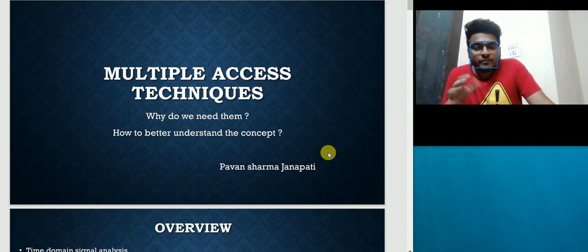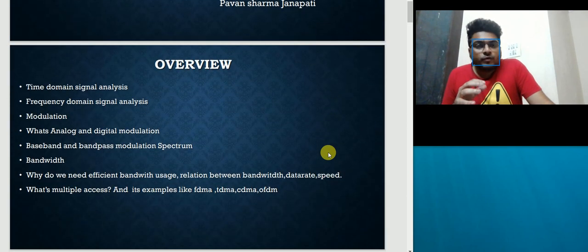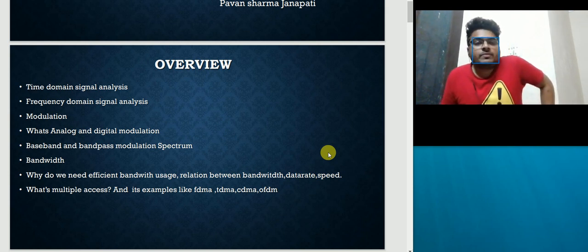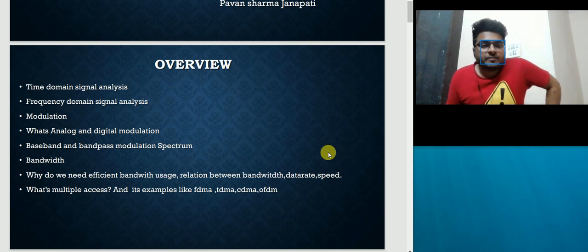Before understanding this, we need a little overview. This is my point of view of explaining multiple access techniques. Before that, we need to go through a little basics: the time domain, signal analysis, frequency domain, modulation, analog and digital modulation, baseband and bandpass modulation, spectrum, and bandwidth. Then the question: why do we need to efficiently use the bandwidth? What is the relationship between bandwidth, data rate, and speed? And what is multiple access and its examples like FDMA, TDMA, CDMA, OFDMA. All these things will be covered in the further lectures.